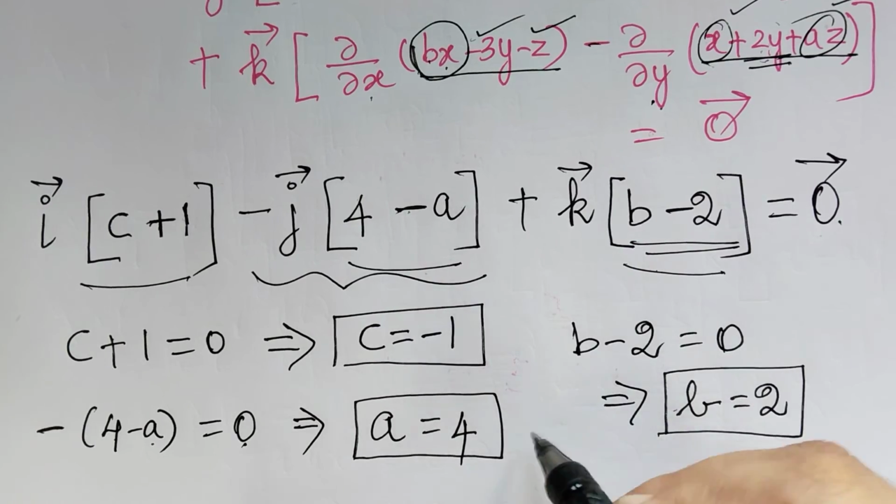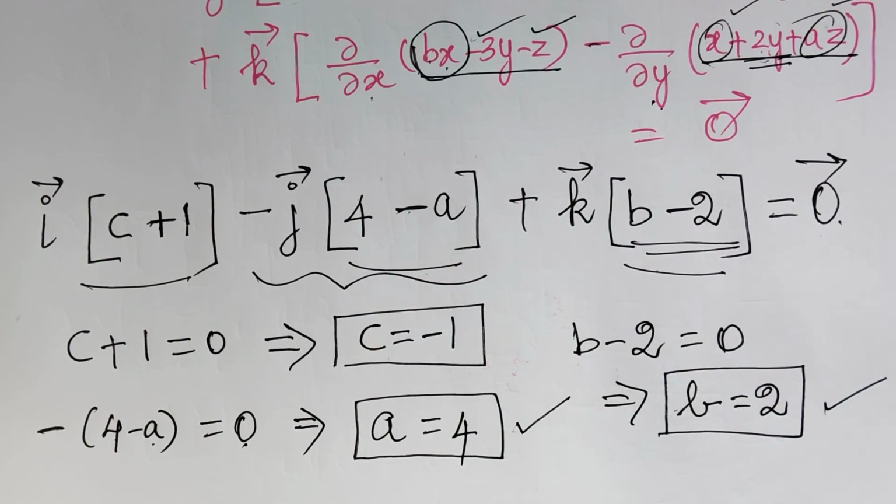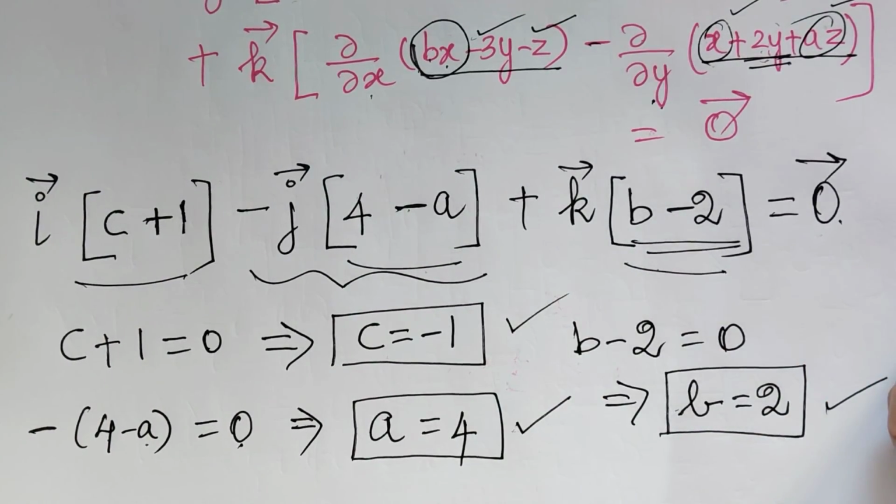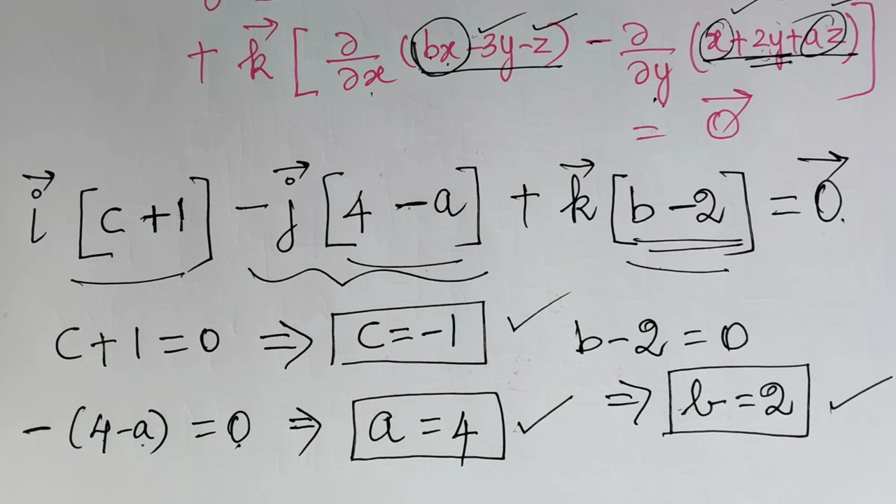So therefore we have obtained the value of a as 4, b as 2 and c equal to minus 1. So I hope by now you must be very clear with the concept of finding the unknowns, using that the given vector is irrotational.